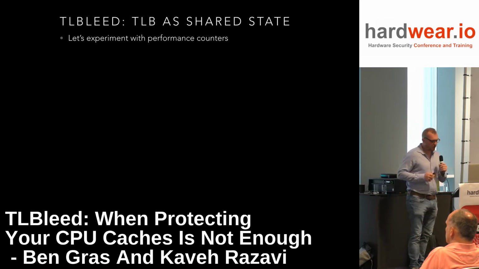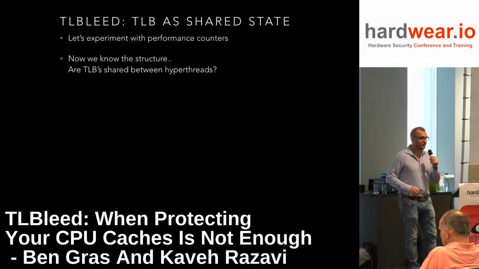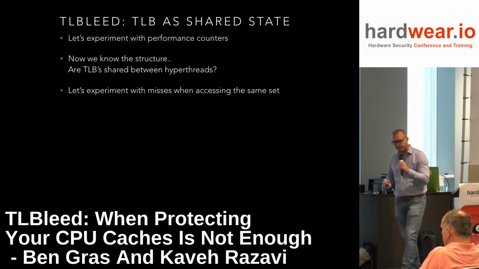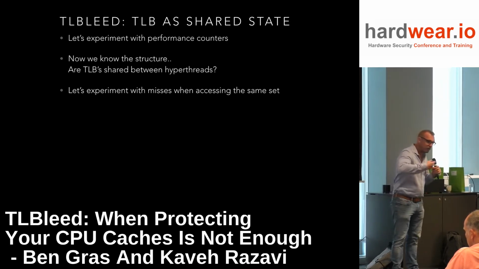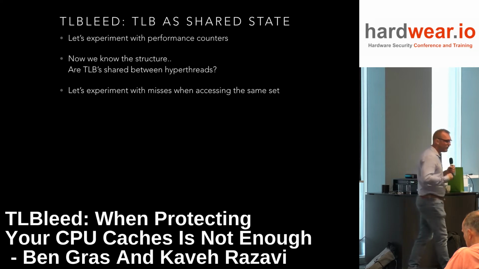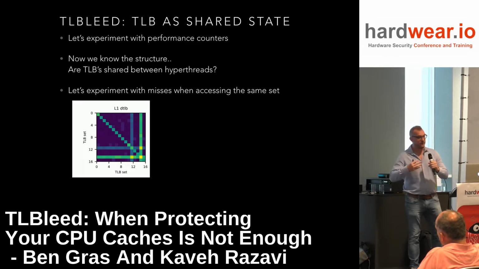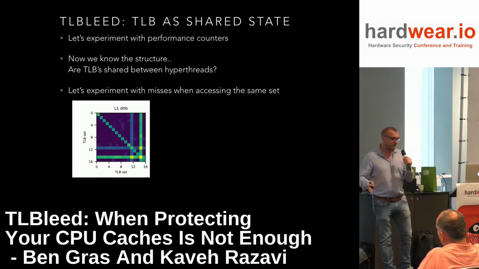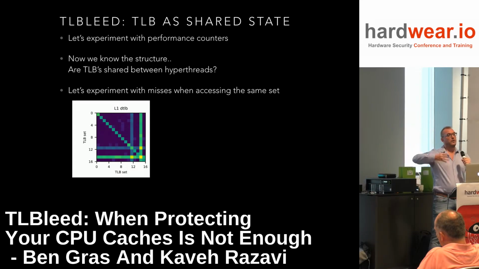What we want to know, in order to be able to do anything at all, is whether these TLBs are shared between hyperthreads. Now that we know how to reverse engineer the structure, we do this experiment where we completely access set 0 on one hyperthread and set 0 on the other, and see if we get any evictions, if we see any misses. We try all combinations from 0 to 15 on one thread and 0 to 15 on the other thread. If we see sharing, where we see misses depends on what the other thread is doing.